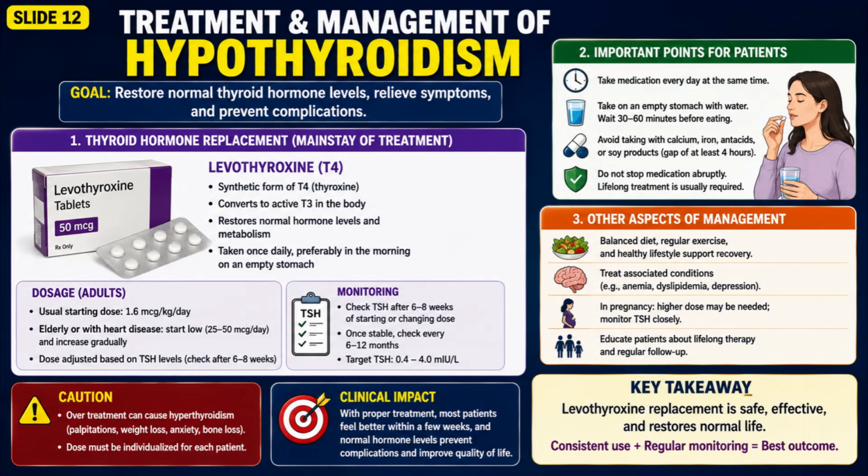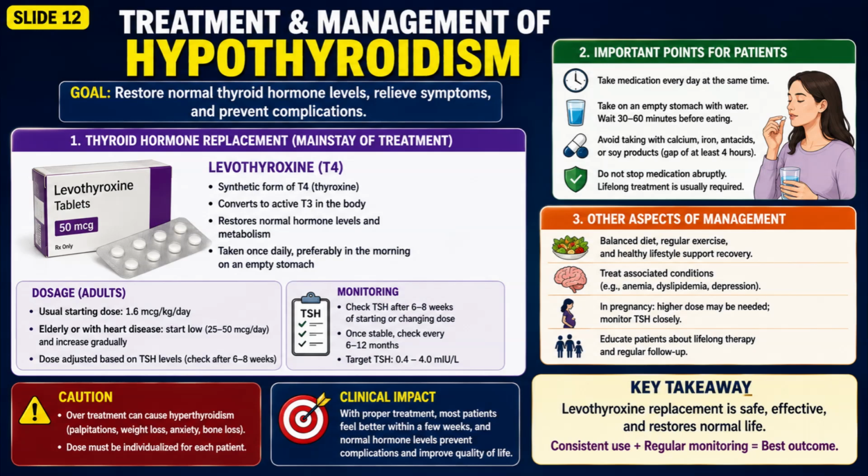The standard treatment for hypothyroidism is levothyroxine, a synthetic form of the hormone thyroxine, also known as T4. After administration, levothyroxine is converted into the active hormone T3 in body tissues, helping restore normal physiological functions. Treatment is usually lifelong in patients with permanent hypothyroidism.